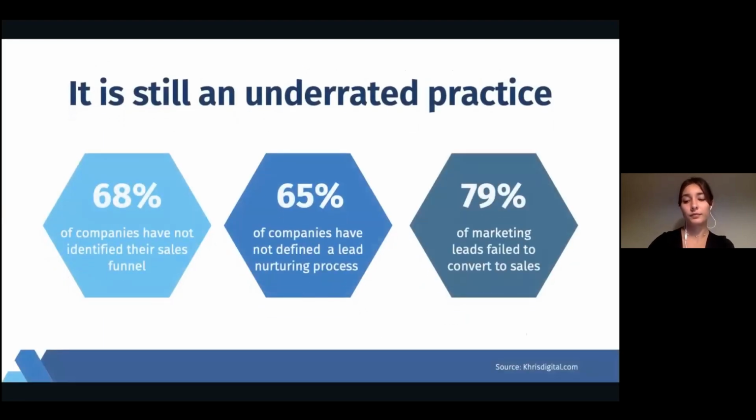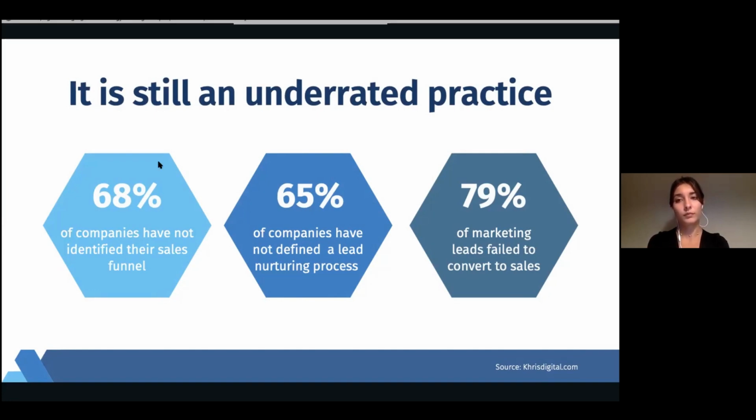The next thing I want to talk to you about is why sales funnels are undermined in today's market. What's happening out there? Why are people impacted because they don't have a sales funnel? 68% of companies have not identified their sales funnel. If you go into a business, they don't have a sales funnel, or they might not know what a sales funnel is. And 65% of companies have not identified a lead nurturing process. So they don't know how their leads are coming in. They're hoping leads will come somehow. They're just shooting blindly, without a proper lead process.